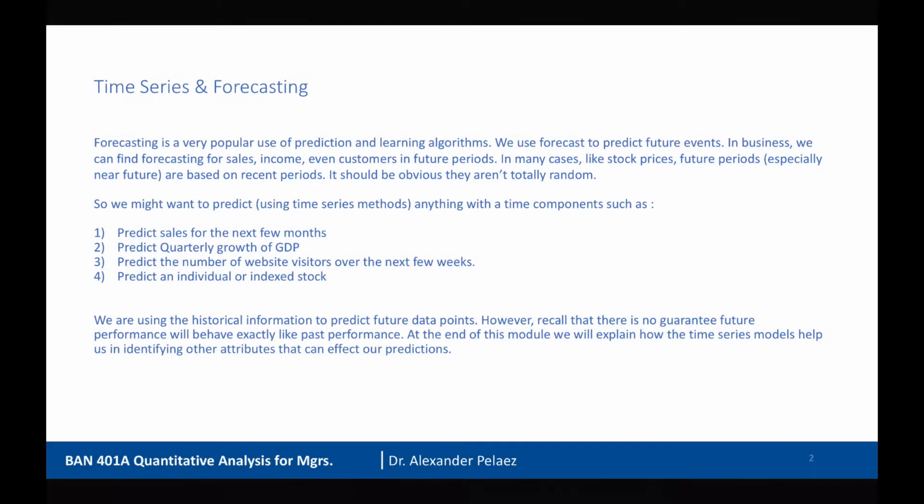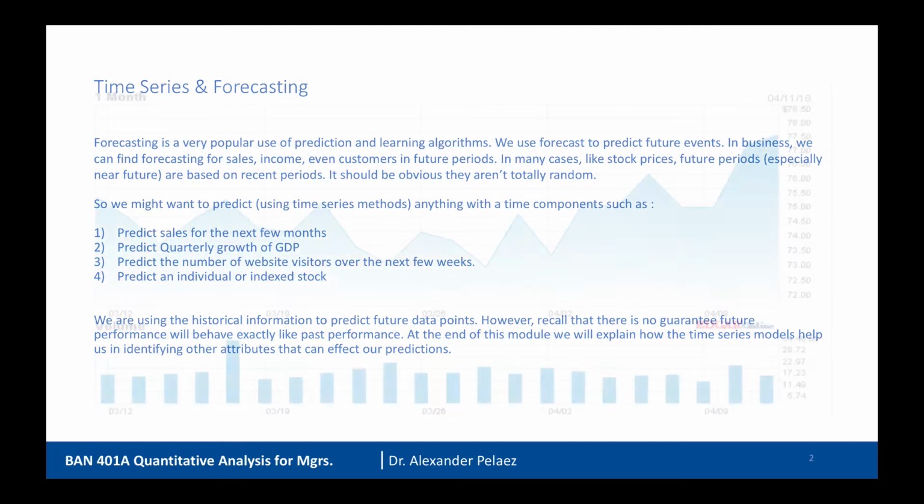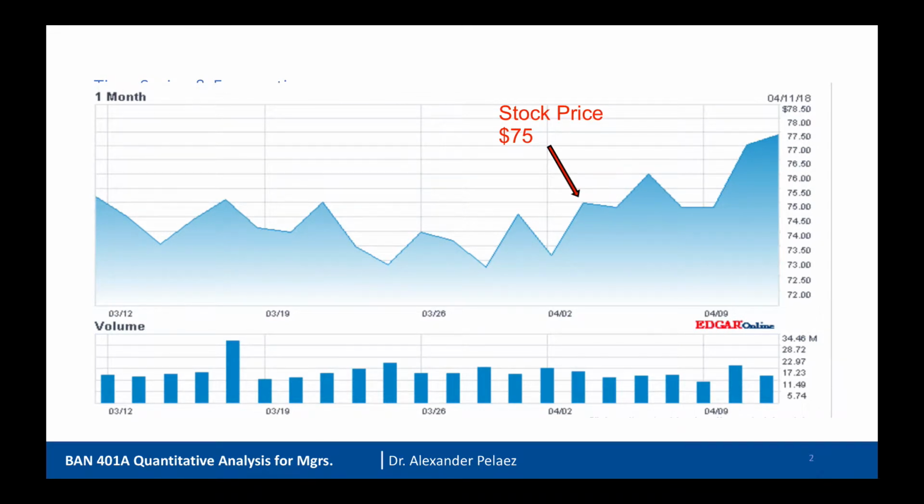Now, forecasting is very popular for prediction and learning algorithms, and we use forecasting to predict these future events. We can use it in sales, income, even predicting the number of customers that will come in future periods. In many cases, like stock prices, the future periods are based on the recent periods, and it should be obvious that this isn't totally random. If a stock price is 75 on one day, the next day it's going to be around that 75, and it will be influenced by the 75 itself. So each successive observation, or each successive data point, is based on the ones before it.